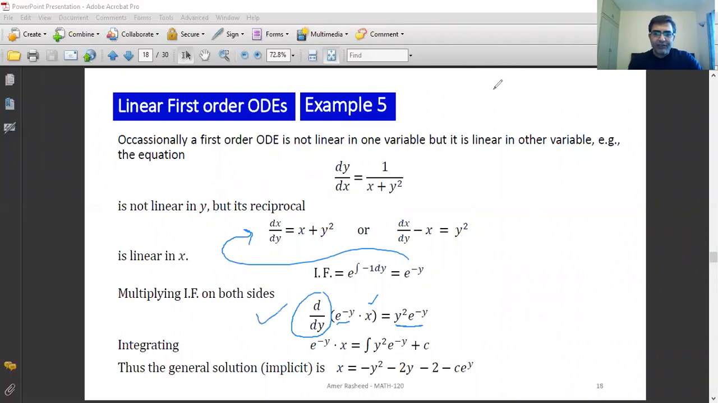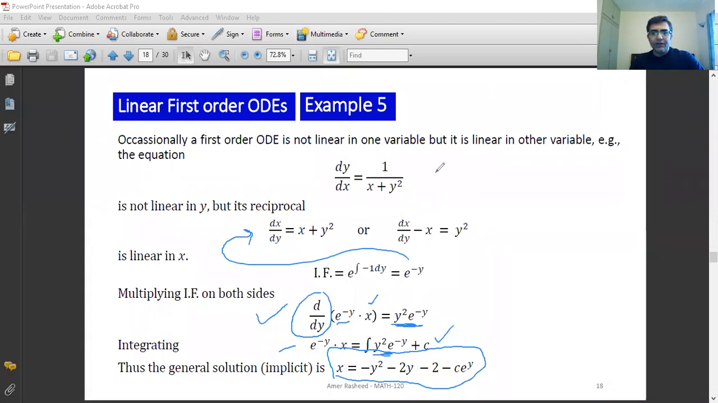Now integrating both sides with respect to y, we get this one, and on the right hand side we can use integration by parts and integrate it. We add the constant of integration, and finally we get this solution. Now this is your solution, which is an implicit solution. So you can find the value of c as well if we are given the initial conditions.